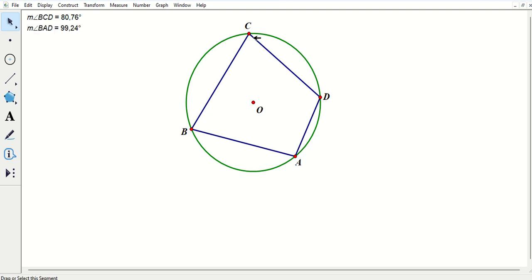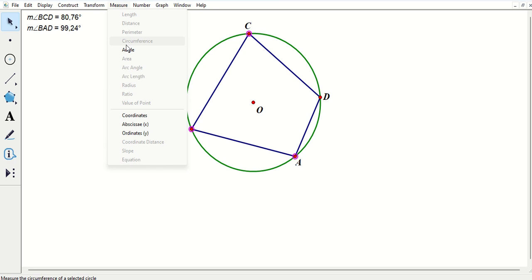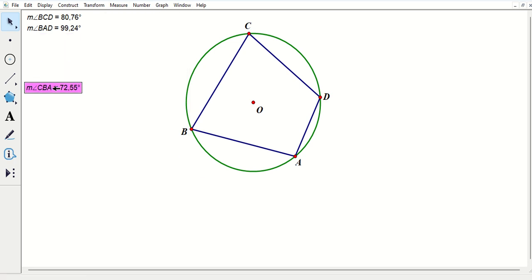If I measure the angle B now, angle B is measured, and let me just separate them here. That's 72.55, and then I want to measure angle D. That is 107.45. Okay, fine. So I want to find the relationships between these two angles.